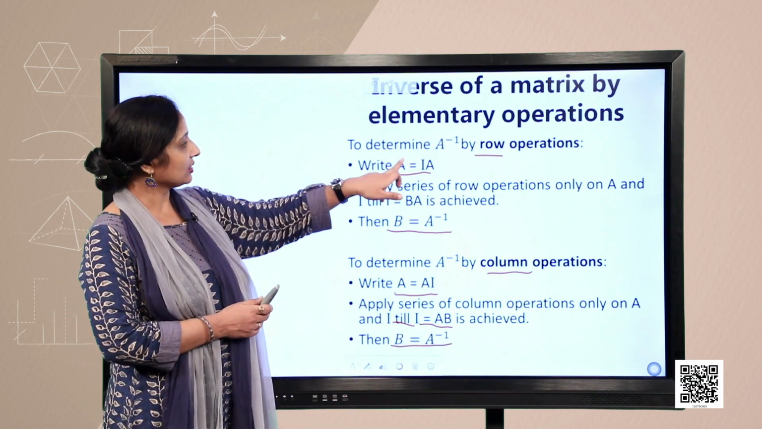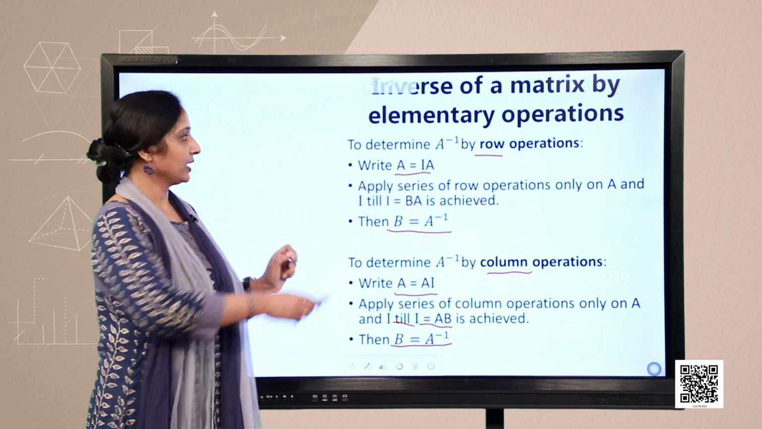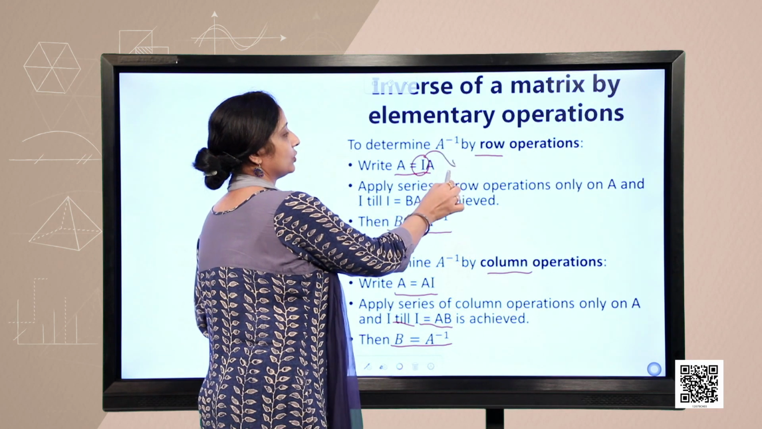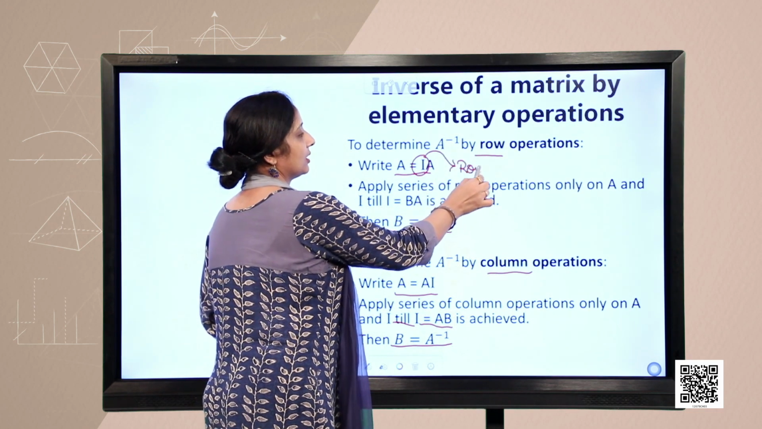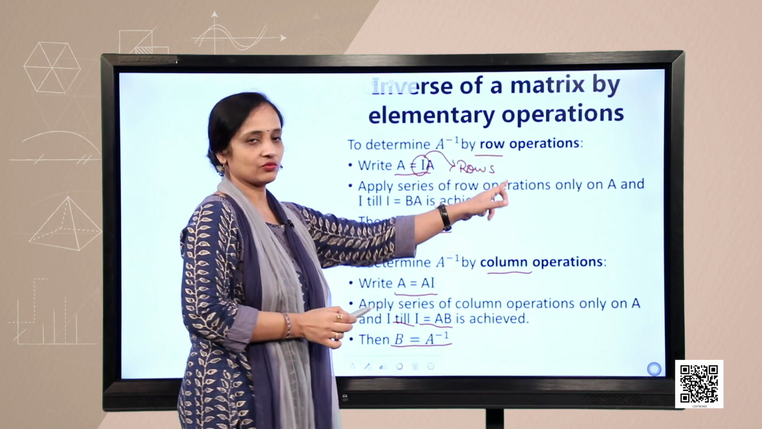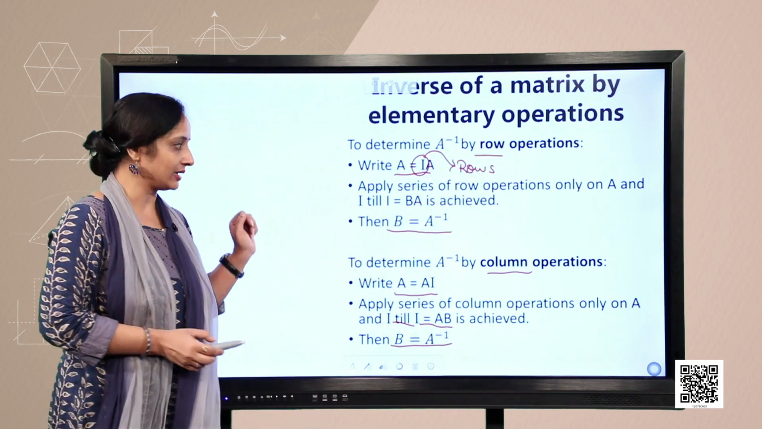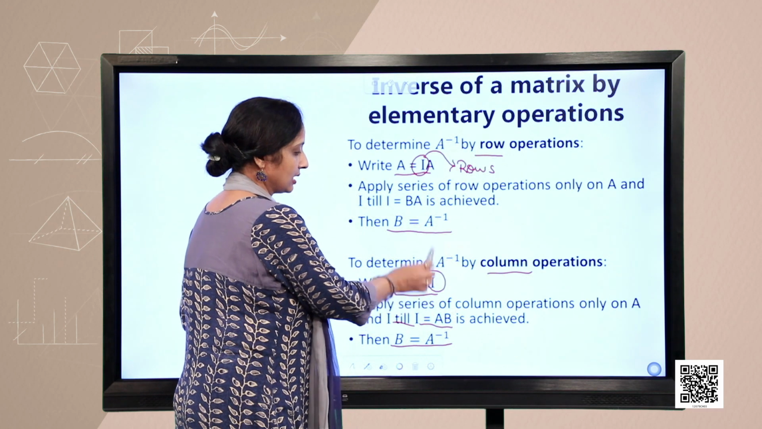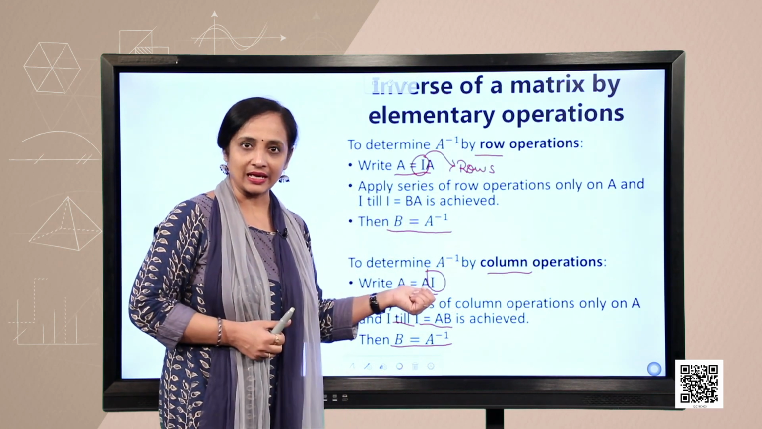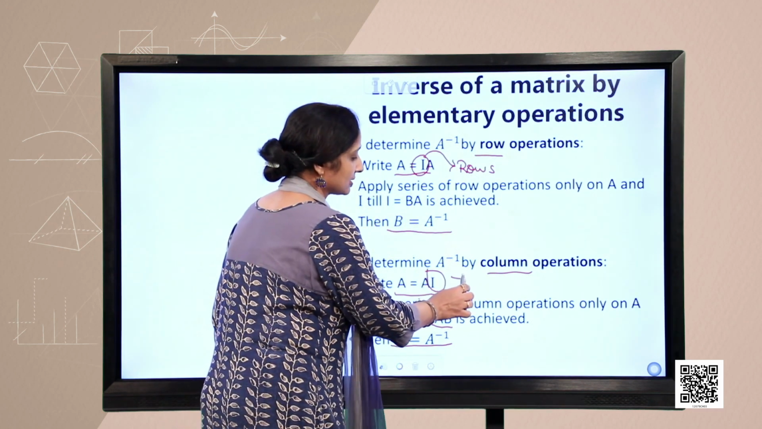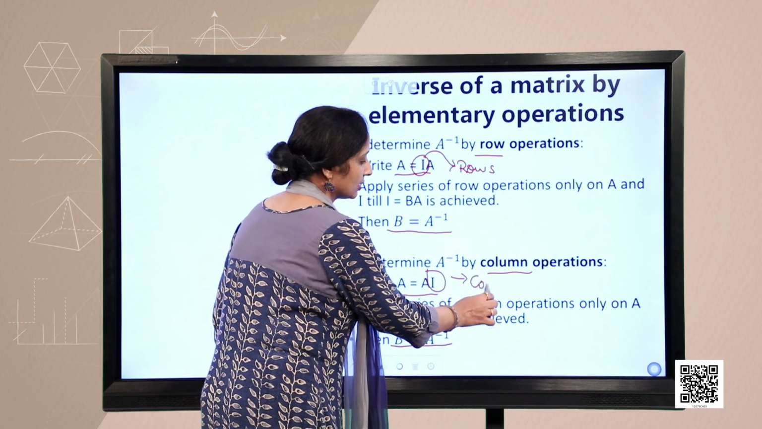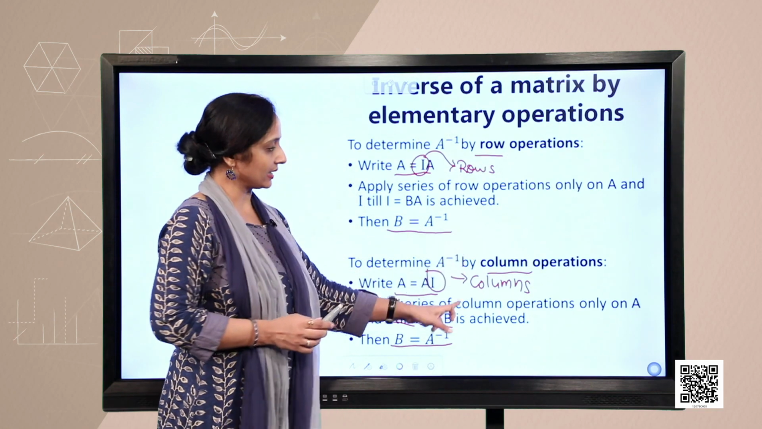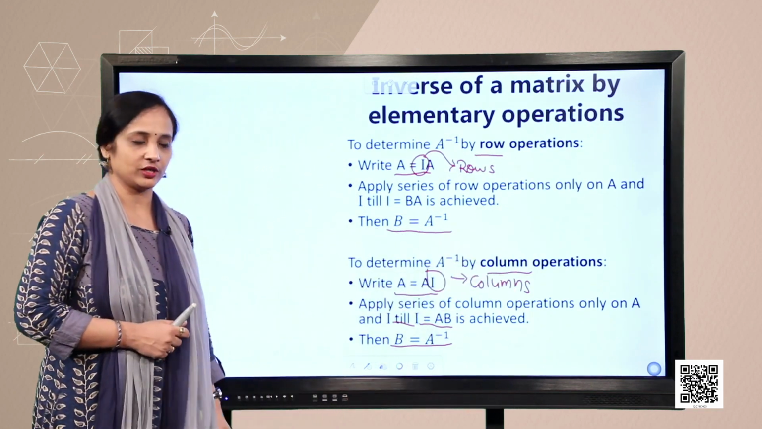Why are we changing it? A is equal to IA. In that case, for this matrix I, rows are used. That is why for row operations we are supposed to write in this manner. Then if we multiply A and I, for matrix I we use columns, and that is why we are writing in this manner for column operations only.